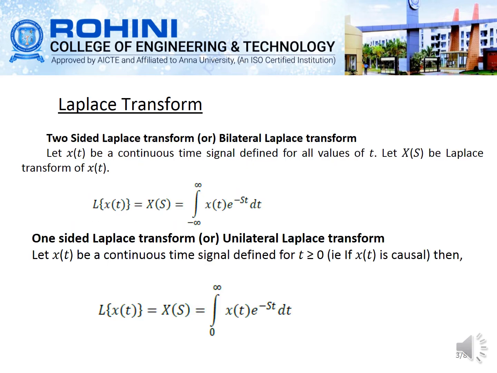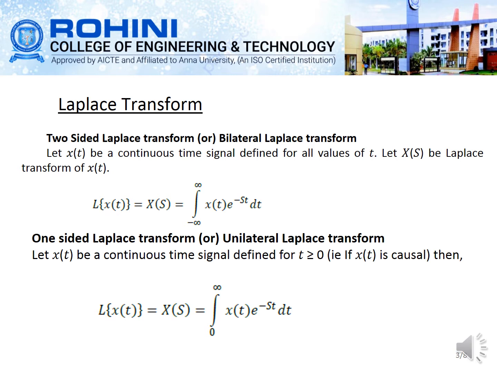Laplace transform. First one is the two-sided Laplace transform, otherwise said to be the bilateral Laplace transform. Let x of t be a continuous time signal defined for all values of t. Let X of s be the Laplace transform of x of t. Therefore, the Laplace transform of x of t is given as X of s equal to integral from minus infinity to infinity of x of t into e power minus st into dt.